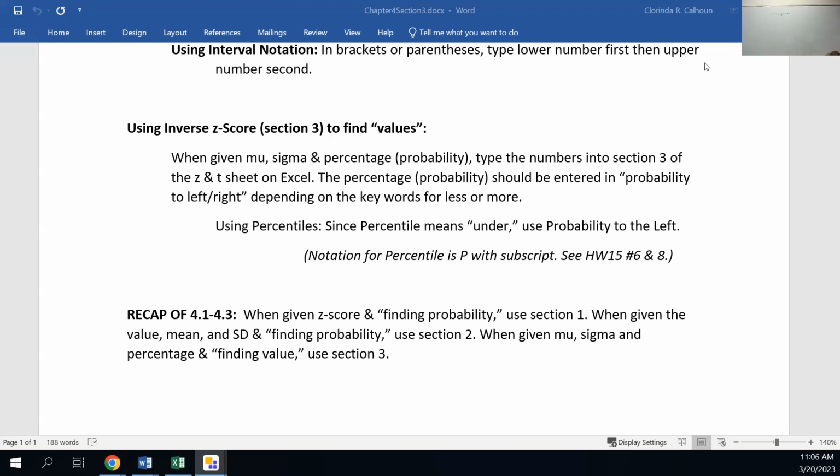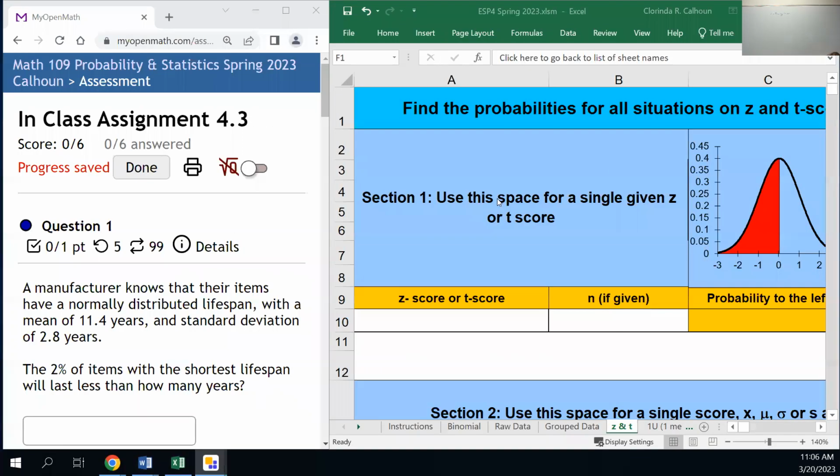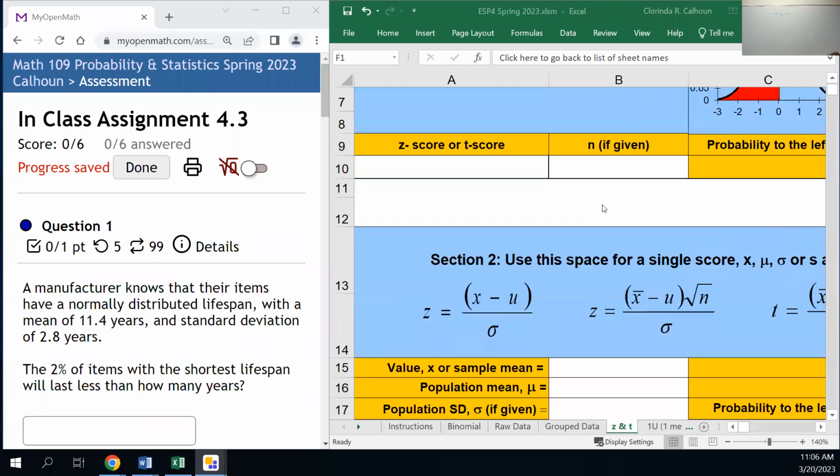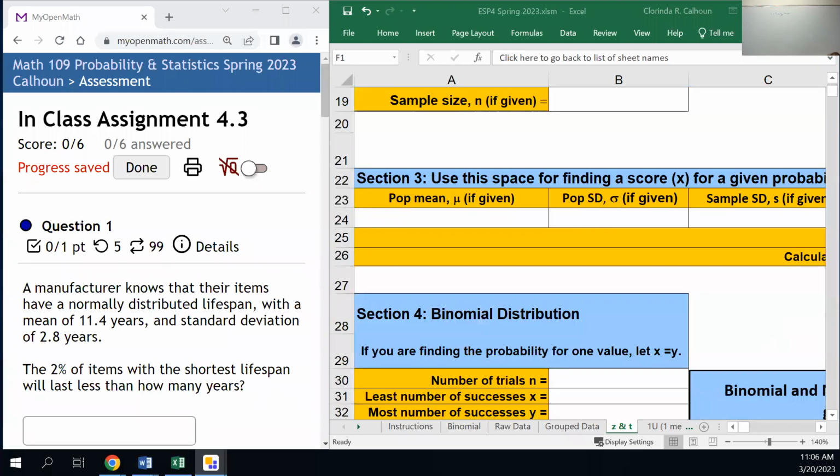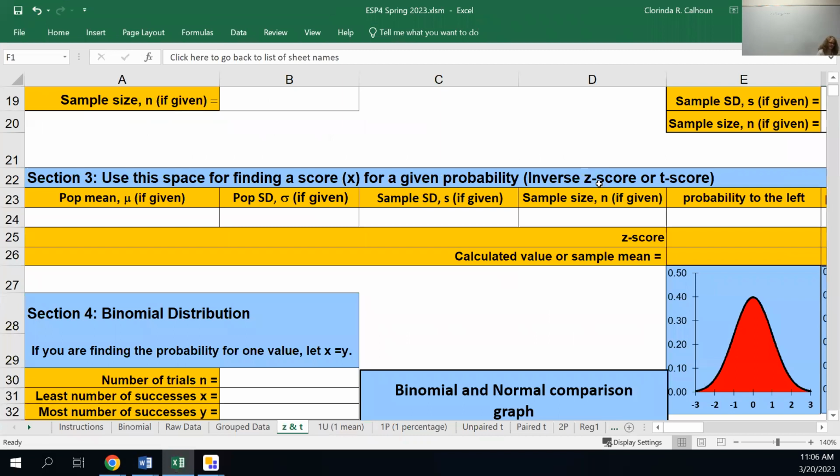Okay, before we look at the recap, which is a good time to have a recap since we've had spring break and we're coming back and jumping right in, let me talk about section 3 here, and you can see it goes across instead of going down. So section 3, we have mu, population mean. We have sigma, which is a population standard deviation. We're going to skip that sample standard deviation because we don't have that one. Sample size, we're going to skip because we're not going to know our sample size for this section.